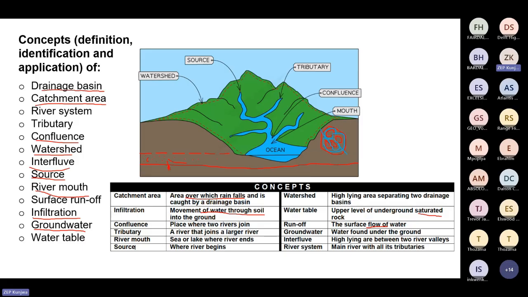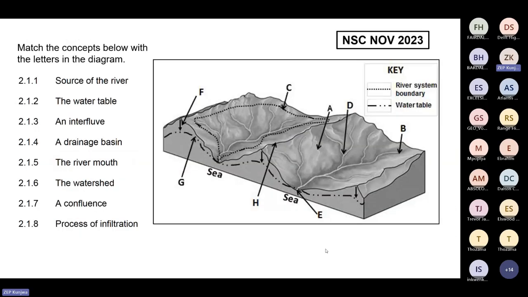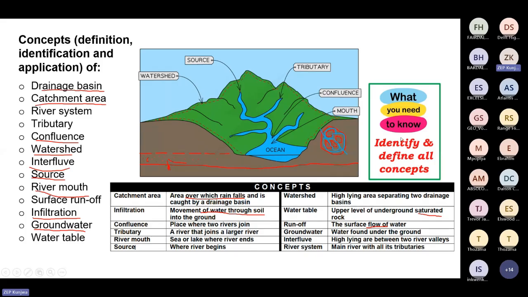Now, what is important here is to be able to identify all the concepts. You need to identify the concepts. Identifying the drainage basin: if you can see the river system, where the river system is lying, that is your drainage basin, same as your catchment area. The moment you see a river and the small streams, that is your river system. Tributaries are the small streams which are joining the main river.